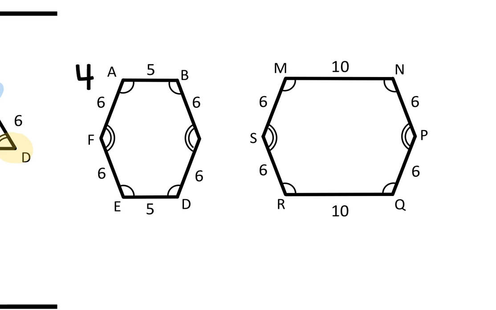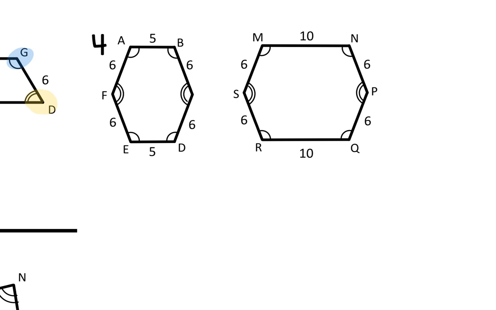Okay, so let's do my angles here. Let's start with A. Angle A is corresponding with M. So I don't have to do anything crazy. I don't have to imagine them being reversed. They're in the same position. So A and M are my corresponding angles. So I'm going to write angle A is corresponding or congruent to angle M.